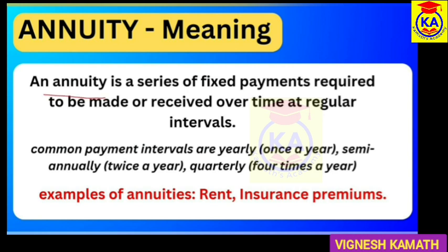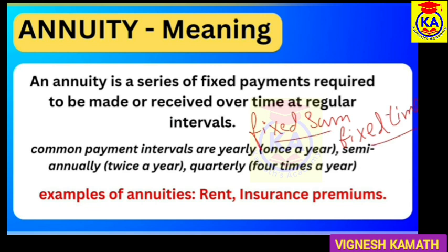An annuity is a series of fixed payments required to be made or received over a time at regular intervals. Annuity in simple we can say payment of fixed sum for fixed period of time, in a fixed time. These two words are very important. Fixed sum for a fixed time.